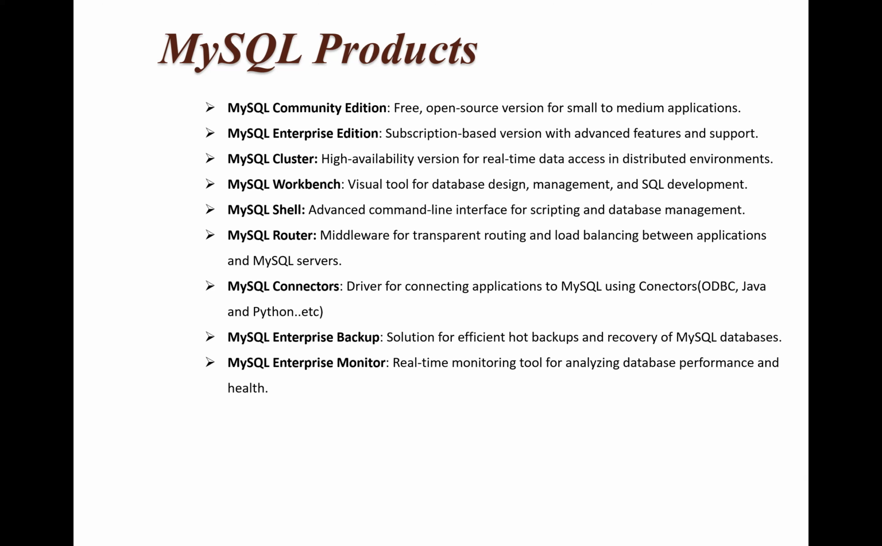By using those products, we have Workbench, Shell, and Router. For connecting the application, we have connectors. If we are going to monitor, we have Enterprise Monitor. If you are going to take a backup, we have Enterprise Backup. Community Edition is free. We can use it for small and medium applications. Enterprise Edition is a subscription version, so we have to buy it and we get advanced features and support as well. Cluster is a high availability version, with real-time data access in distributed environments.